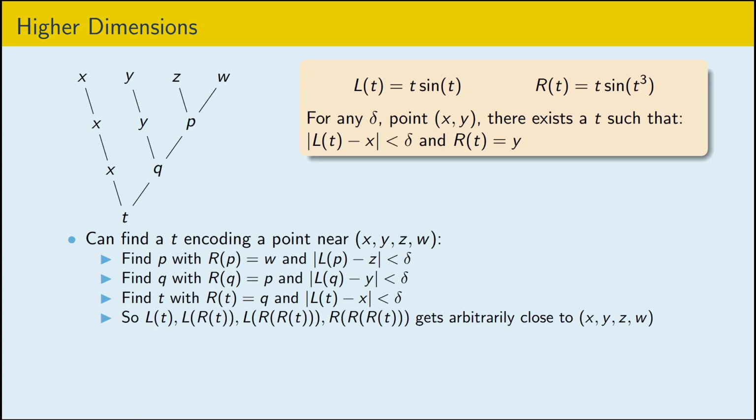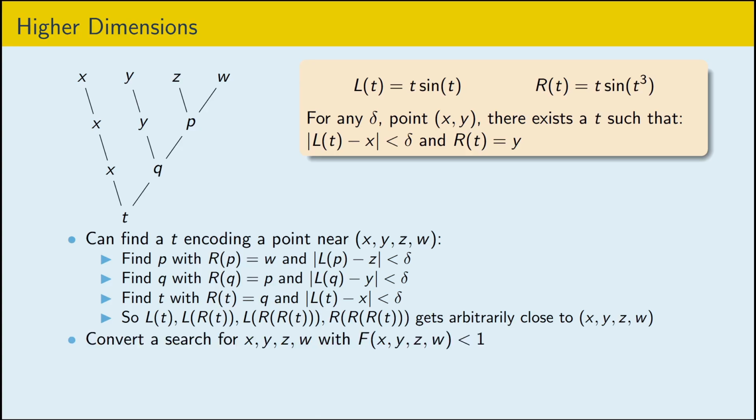We can unpack it like this, and L of t will be within delta of x, L of r of t will be within delta of y, L of r of r of t will be within delta of z, and actually r of r of r of t will be exactly w. So we'll get a point that we can get to be arbitrarily close to the point x, y, z, w. And again, since every Richardson function, all of our capital F functions, is continuous, that's all we need.